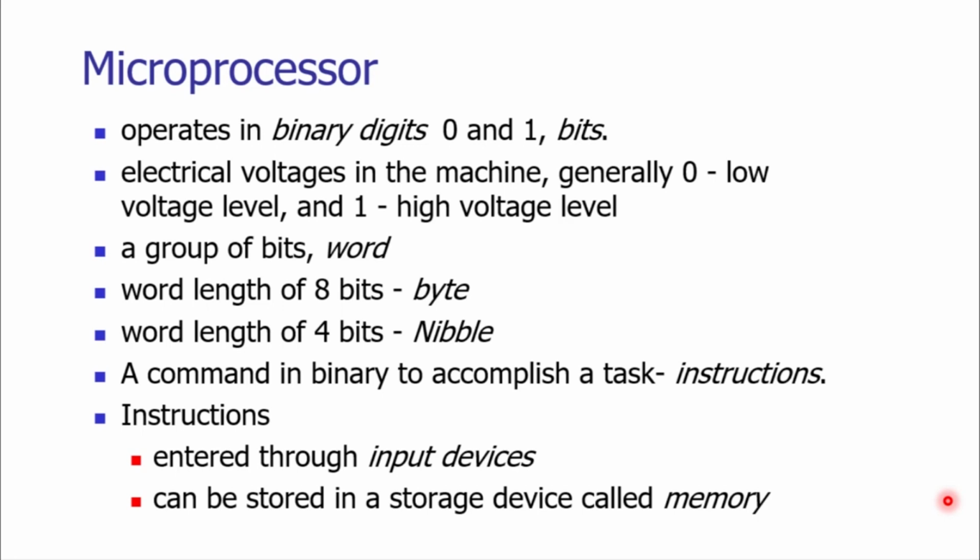We can input the instructions by using the keyboard, which is a very general input device that we use, or we use the pointing and clicking device, the pointer, which is nothing but the mouse. These are all input devices. Or in certain cases, the instructions are embedded and stored in the memory of the computer itself.